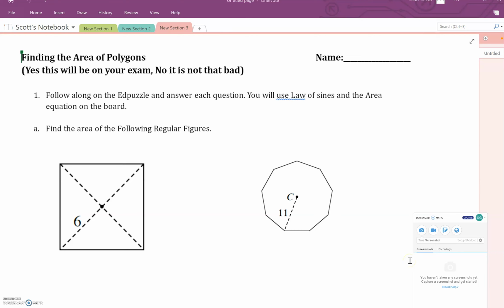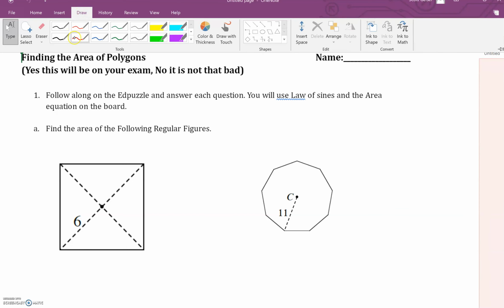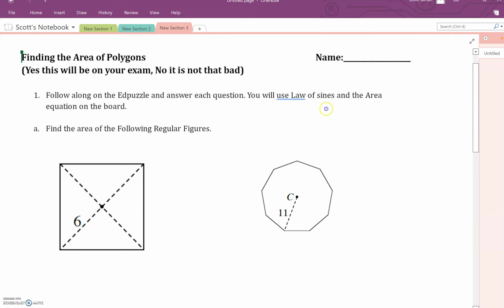Okay guys, so today we will be finding the area of different types of polygons. We will be using pretty much everything that we've done in class so far. Keep in mind, to find the area of a triangle without knowing the height, it is 1/2 a times b times the sine of c. In order to use this, we have to have an angle and the two sides beside it.